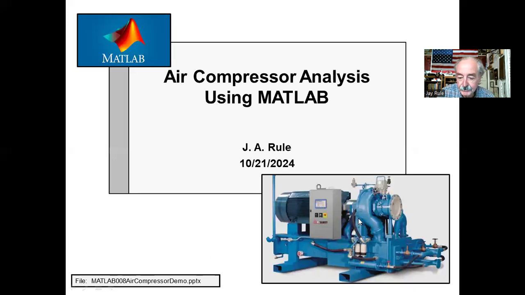Here's a picture of an industrial centrifugal air compressor, relatively high capacity, used in manufacturing and industry for delivering compressed air to processes that require compressed air, to instruments that require compressed air to operate, and to actuators that use compressed air to adjust valves, position arms, and various processes like that.